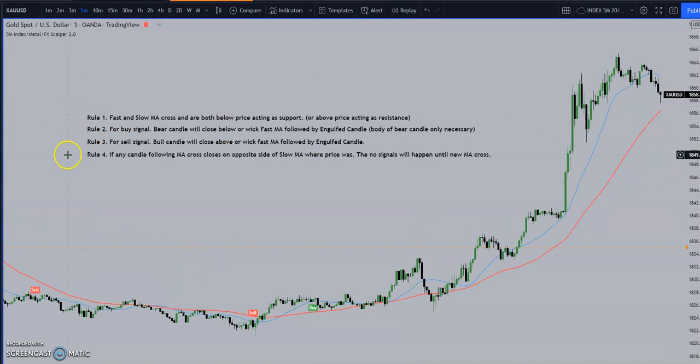Rule 4 is: if any candle following the MA cross closes on the opposite side of the slow MA from where price was, then no signal will happen until a new MA cross. So what we're looking for, guys, is clean channels.